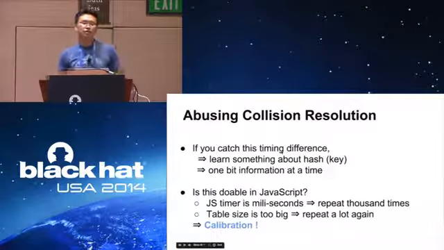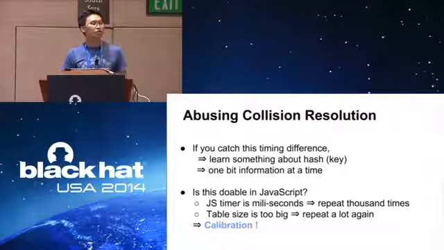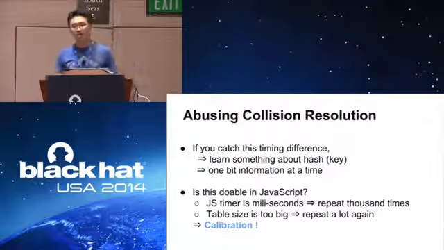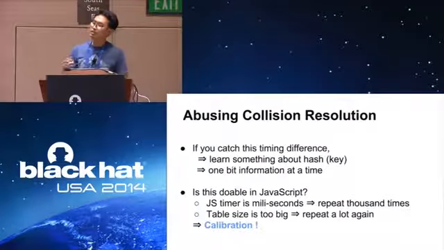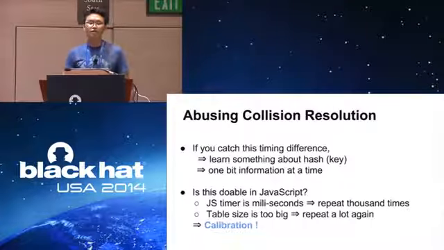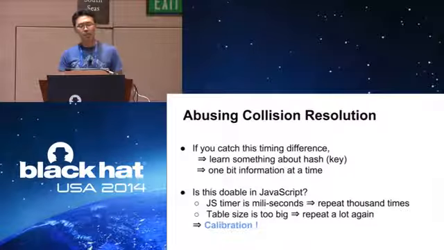So if you catch these timing differences, you can learn something about the hash or the key. Because this is a sort of binary testing, every time you succeed in catching these timing differences, you can learn one bit of information at a time. And the question is, is this really doable in JavaScript?